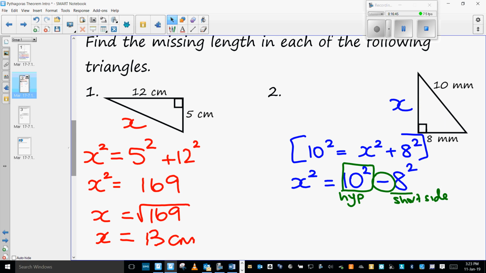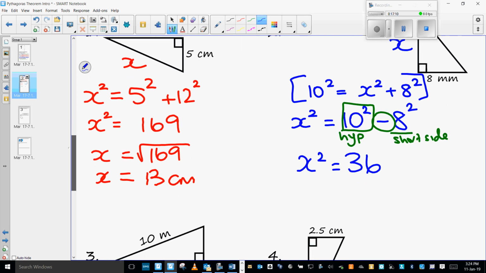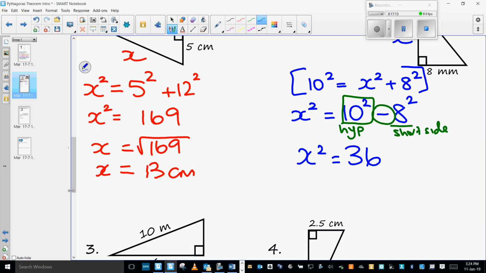So now we're going to finish off in a similar way that we did before. We're going to put into our calculators not 10 squared plus 8 squared, but 10 squared subtract 8 squared. Okay, so 10 squared subtract 8 squared is equal to 36. What do we have to do to get our final answer? Square root it. So we're going to square root 36.